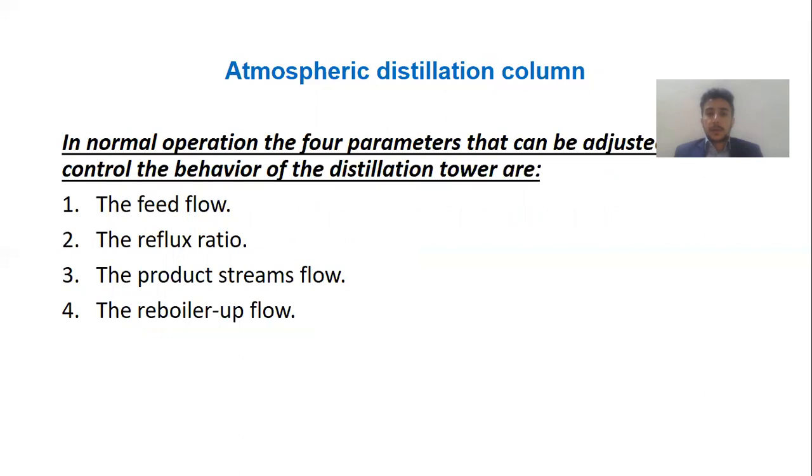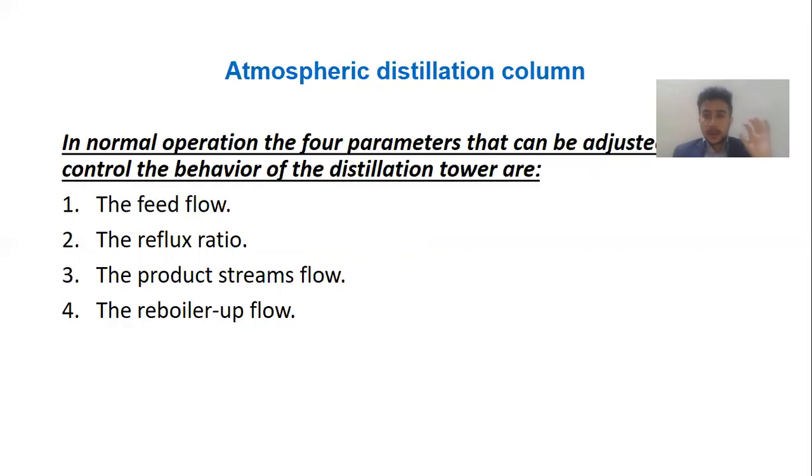So these are four parameters that we can use to control the behavior of the distillation. Dear students, you must know how the distillation column can be controlled. I mean, the behavior of the distillation column, which means the pressure and the temperature, how can they be controlled? Sometimes the pressure will be too high, or the temperature will be too high or too low. So how can you control the behavior of the distillation column by these four parameters?